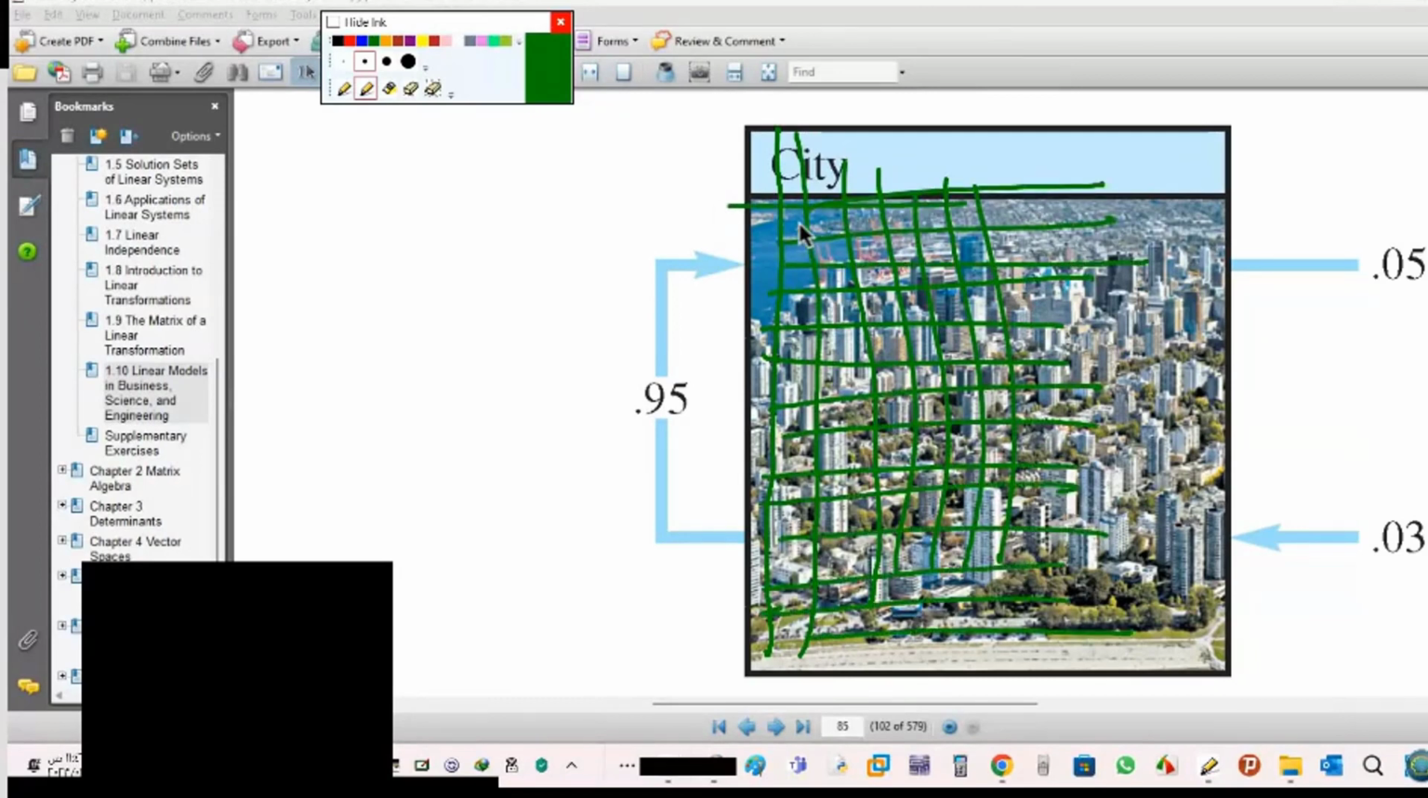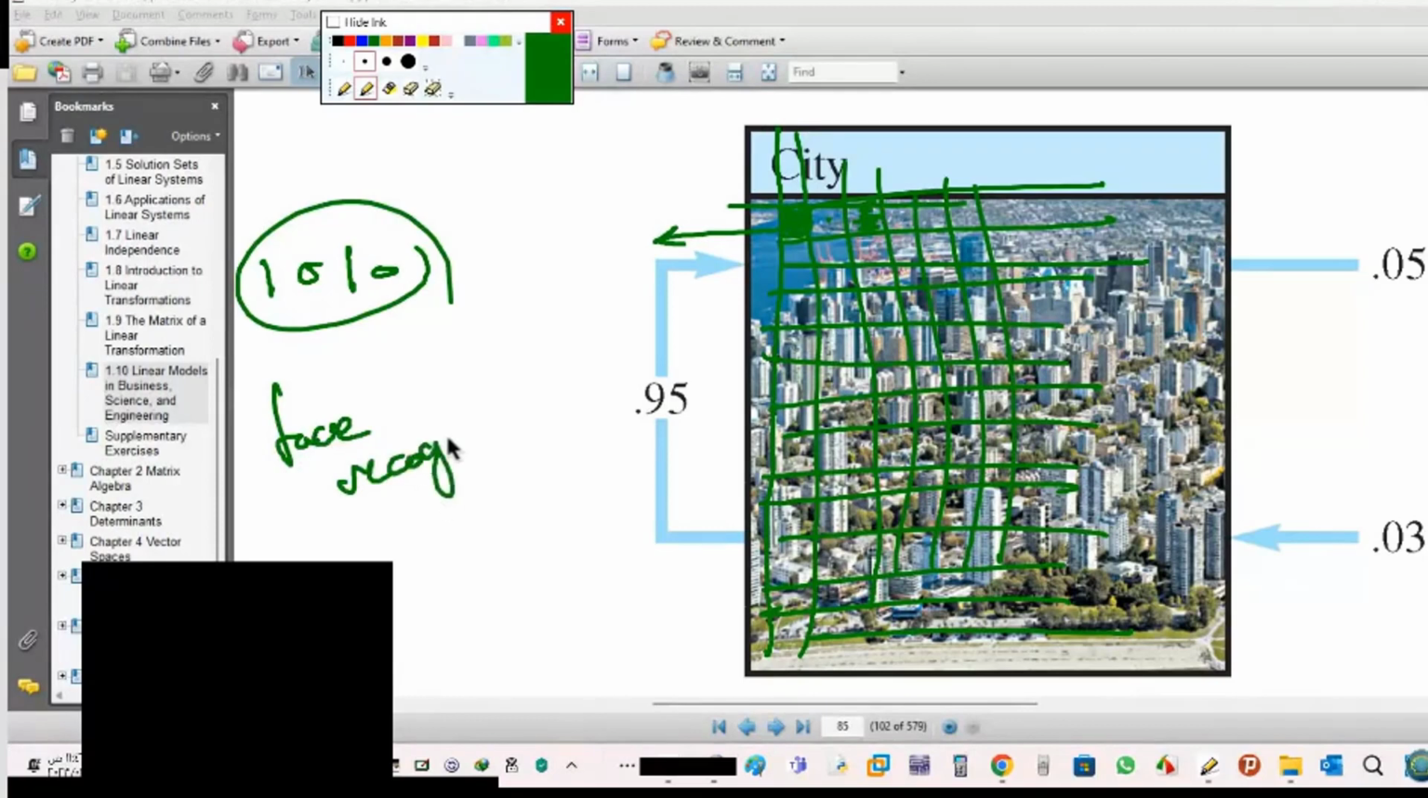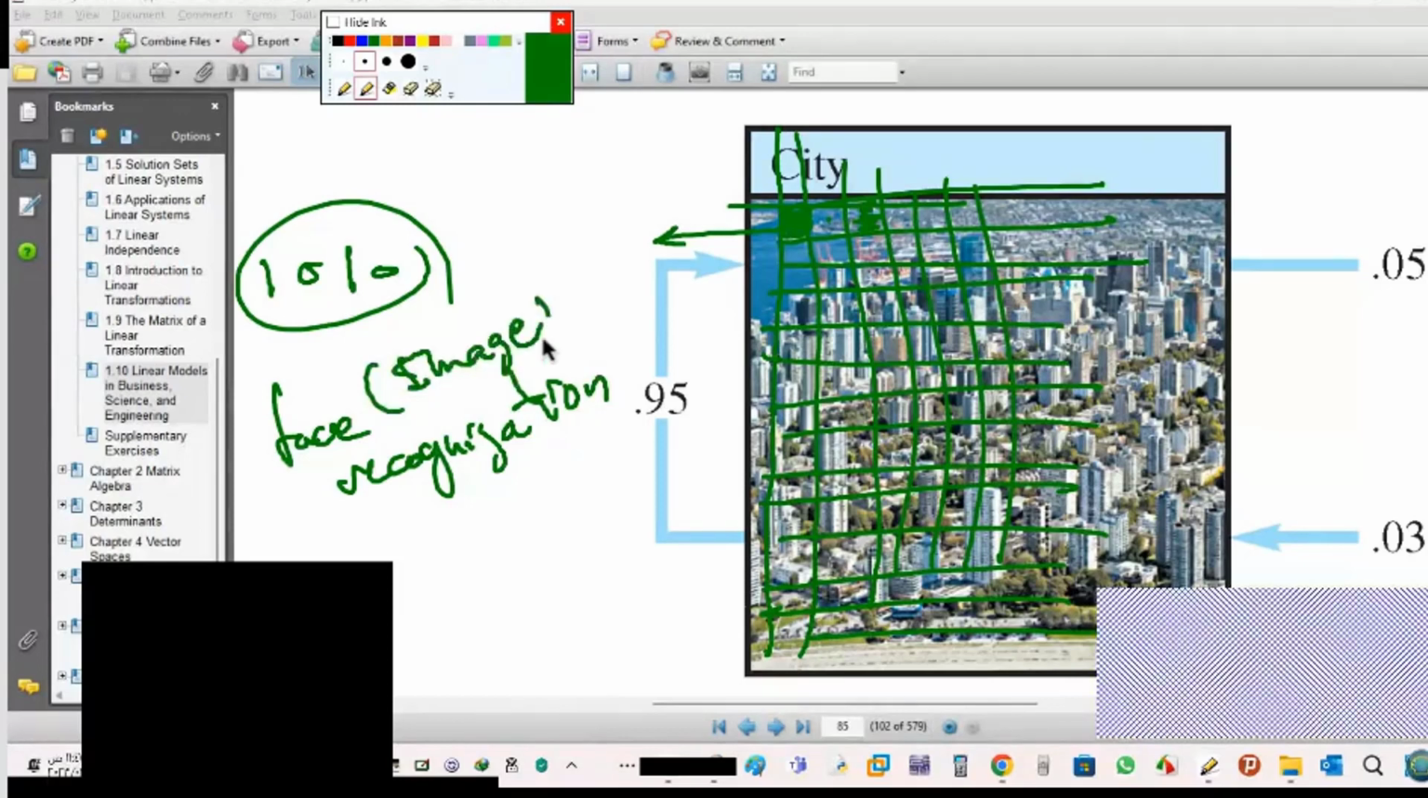Then they will take each square in the matrix and take its value, for example here 1, this one 0, this one 1, this one 0, and so on. Then they can find the object based on this for face recognition or image recognition.